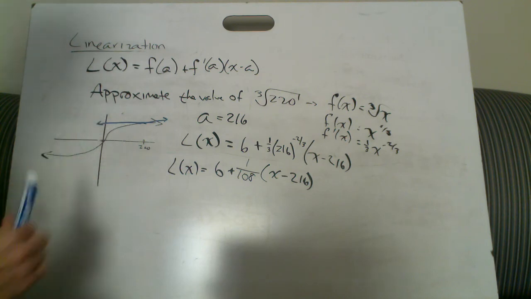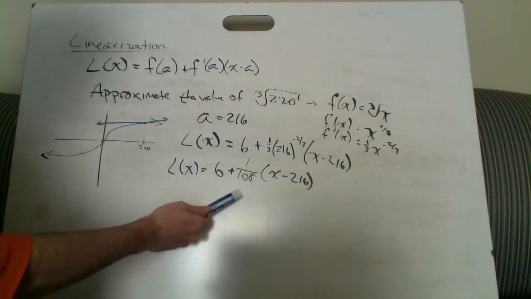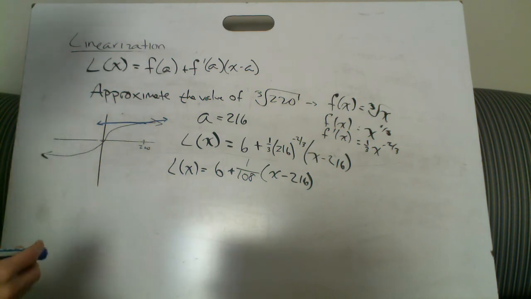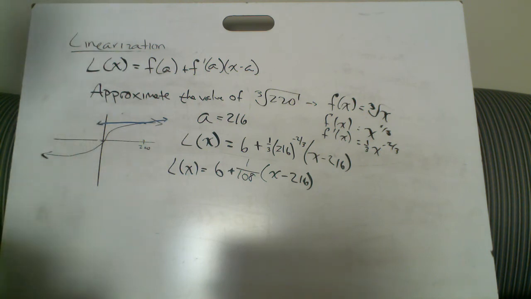Now, if you look at that tangent line, it's very nearly horizontal, which is good because we got this slope of 1 over 108. So a very, very small but positive slope that seems to match what we think here. So that's good news for us, seems reasonable.